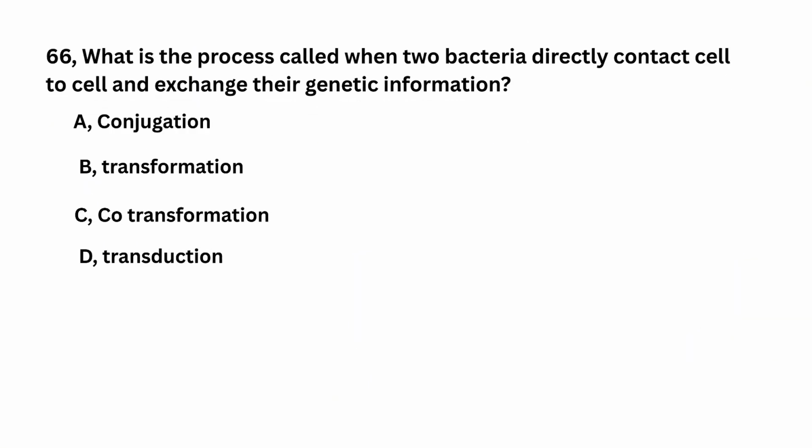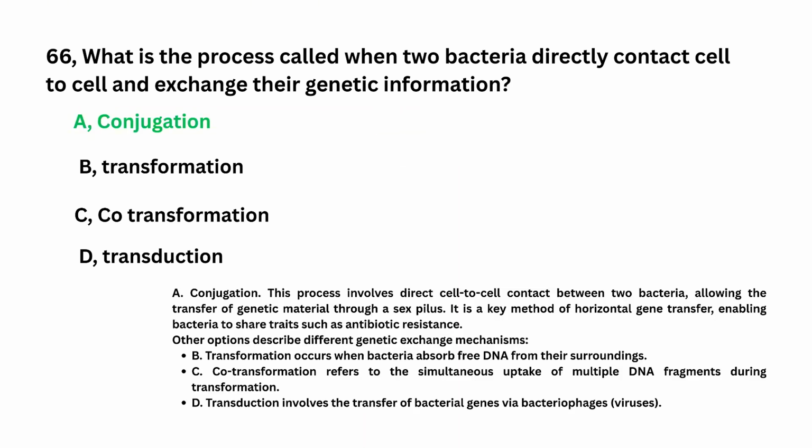What is the process called when two bacteria directly contact cell to cell and exchange their genetic information? Conjugation, transformation, co-transformation, transduction. Conjugation is the answer.